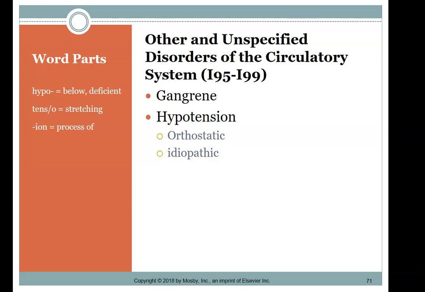Other and unspecified disorders of the circulatory system. The first one is gangrene. That is death of tissue due to lack of blood supply. Hypotension is a condition of below normal blood pressure. Orthostatic hypotension occurs when a patient experiences an episode of low blood pressure upon rising to a standing position. And idiopathic hypotension has no known cause. Your word parts: hypo is below or deficient, tenso is stretching, and ion is the process of.